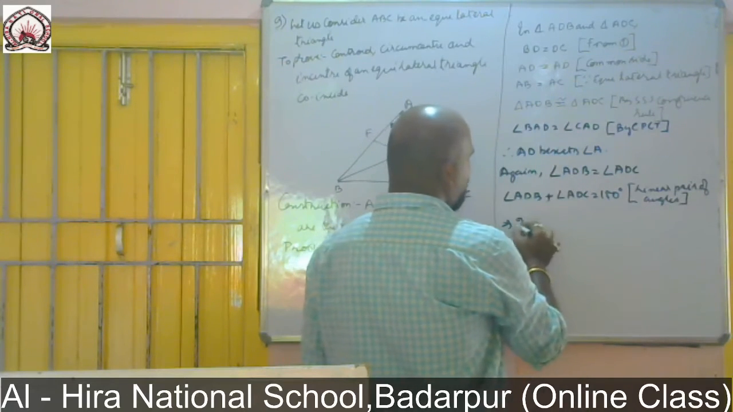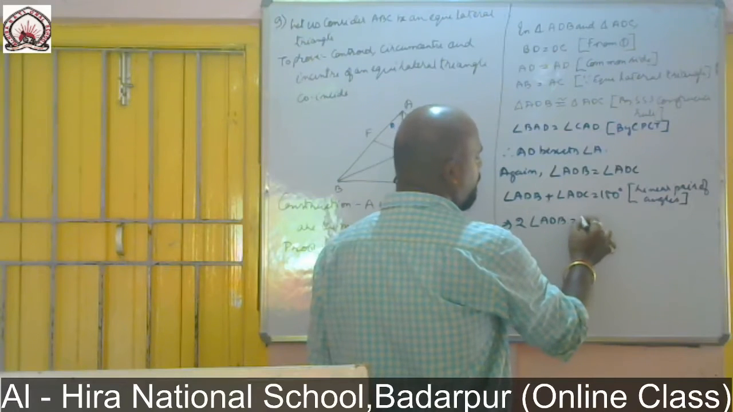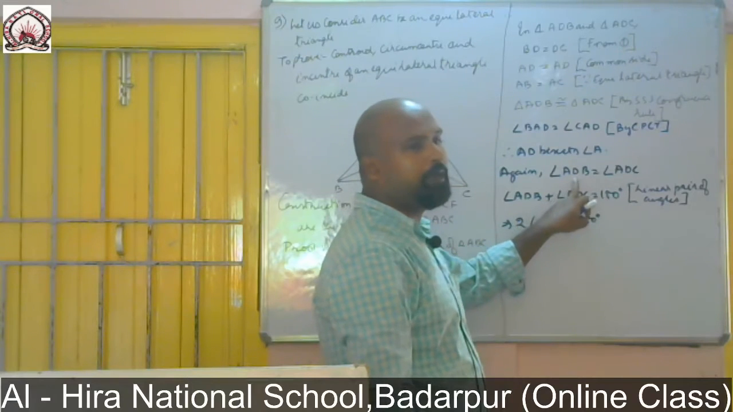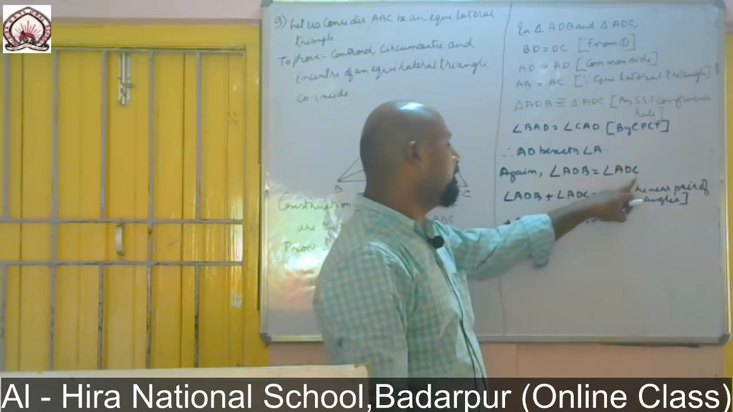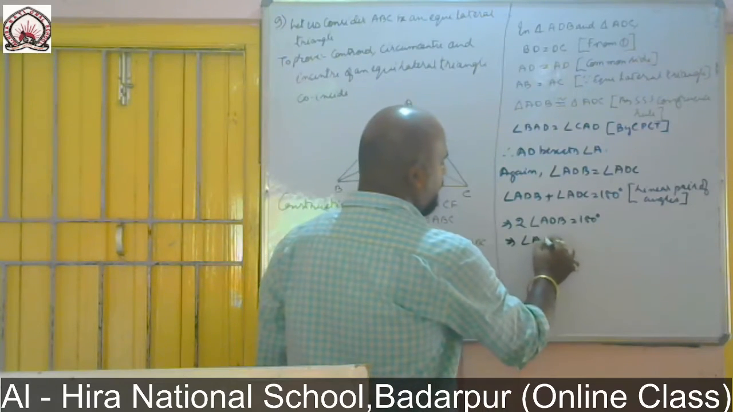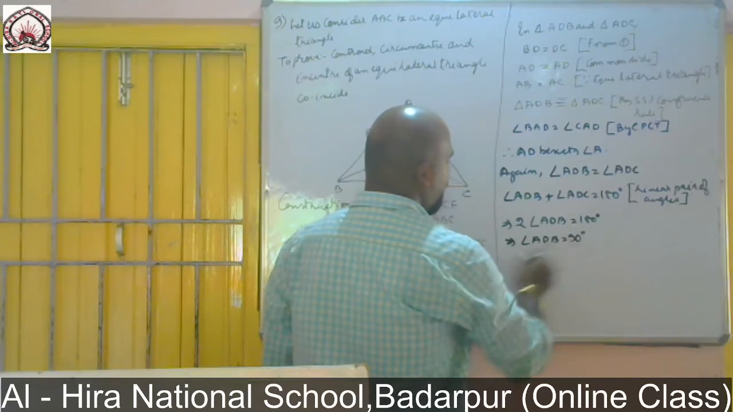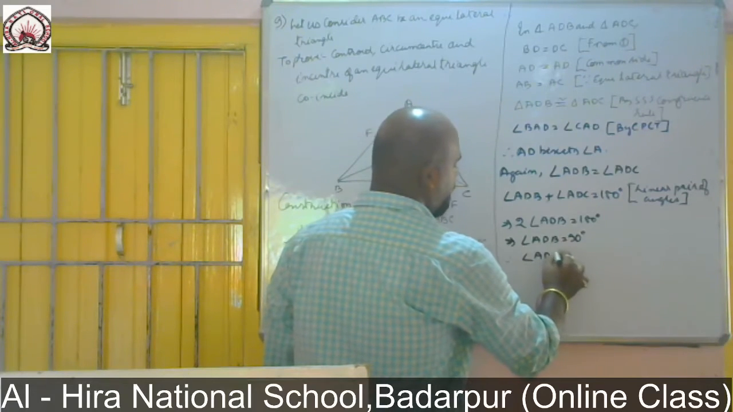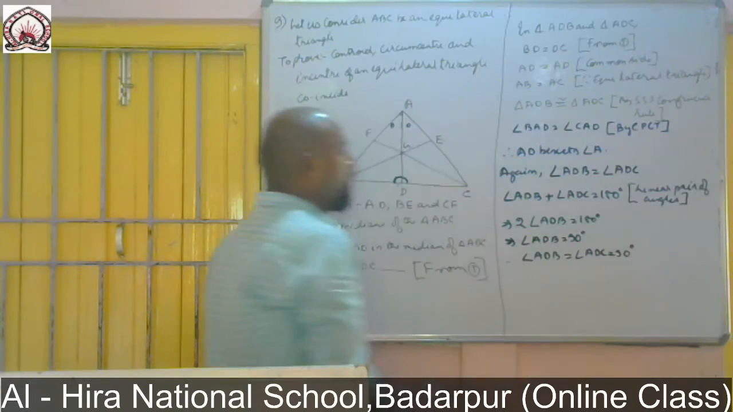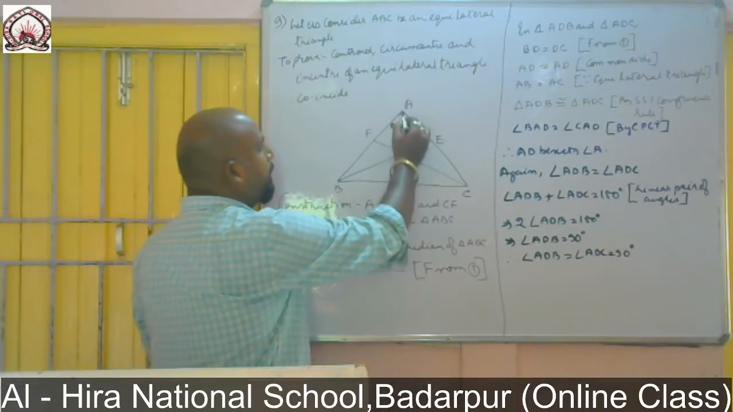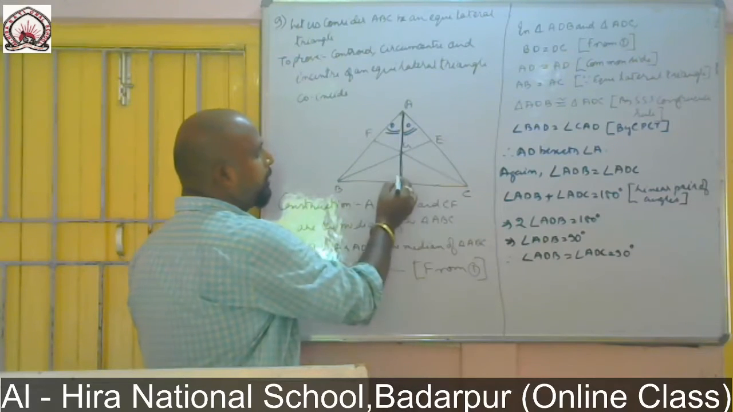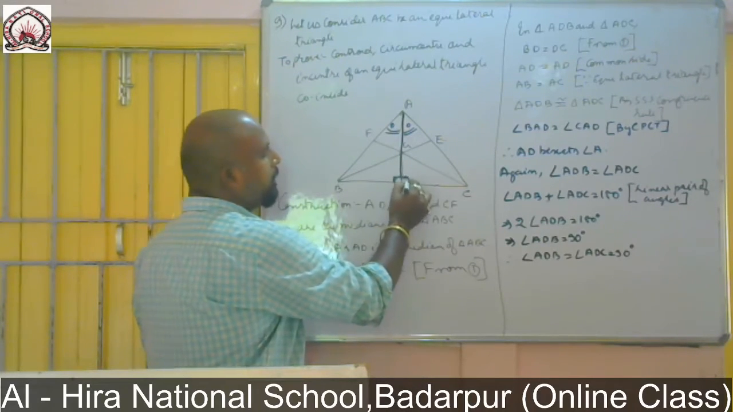So, this implies twice of angle ADB equal to 180 degrees, since in place of ADC we can put ADB. So, angle ADB equal to 90 degrees. Therefore, angle ADB equal to angle ADC equal to 90 degrees. Okay. So, this line AD bisects this angle, and these two angles are equal, and each is 90 degrees.